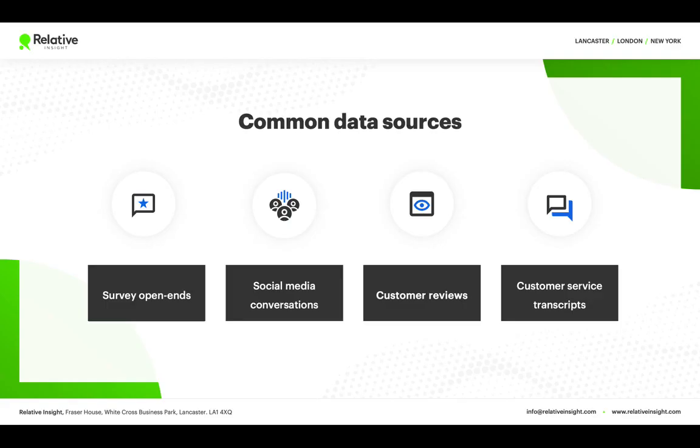Brands are using Relative Insight to analyze their qualitative text-based data. This can take a lot of forms, but most commonly we see survey open-ends, whether those be from customer, market research, or employee feedback surveys, social media and forum conversations that help you tap into the giant focus group that is the internet, online customer reviews, and last but not least, customer service transcripts, whether that be phone or chat transcripts.